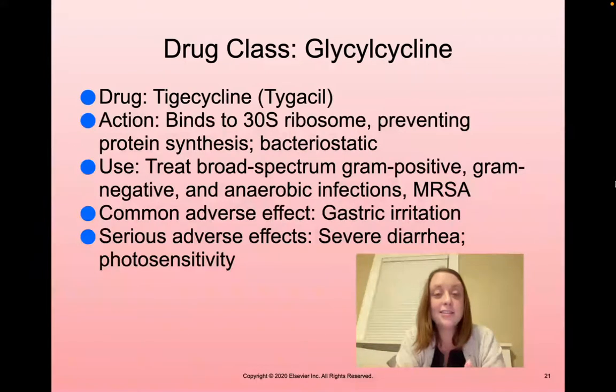Our next drug class is glycylcycline. A common drug in this class is tigecycline, or Tygacil. This works by binding to the 30S ribosome, preventing protein synthesis. It's also bacteriostatic. So it's used in treating broad spectrum gram positive, gram negative, and anaerobic infections. It does work against MRSA as well. Like a lot of these, a common adverse effect for these drugs is gastric irritation. It can also cause some severe effects like severe diarrhea or photosensitivity.